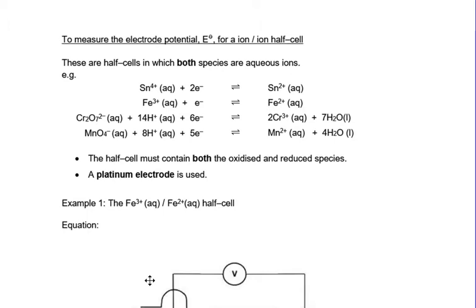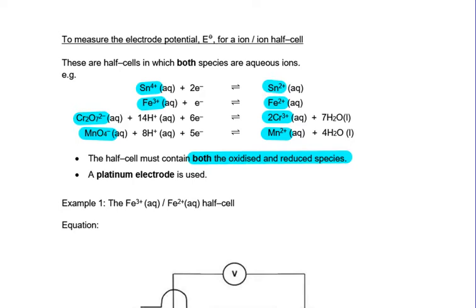We've got tin 4 plus ions and tin 2 plus ions, iron 3 plus ions and iron 2 plus ions, dichromate and chromium 3, and then manganate and manganese 2. Now these half equations just contain solutions, so there are no metals in there. And our half cell has to contain both of these oxidised and reduced species. So in this example it would be that one, and that's the oxidised and reduced species, this and this, this and this, this and this, but they must all be in that beaker together.